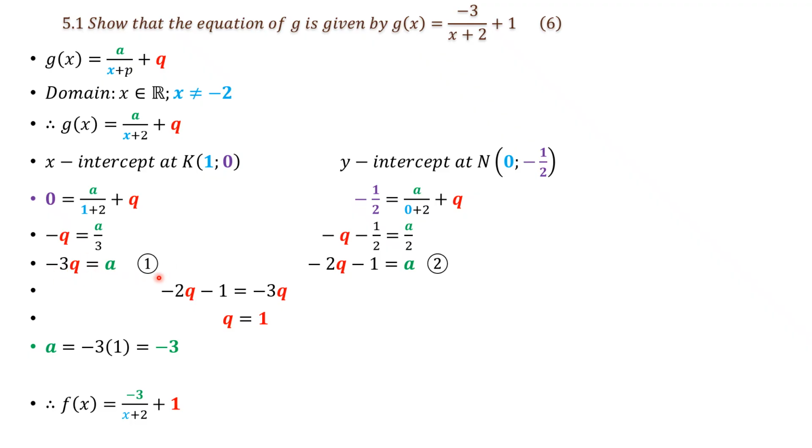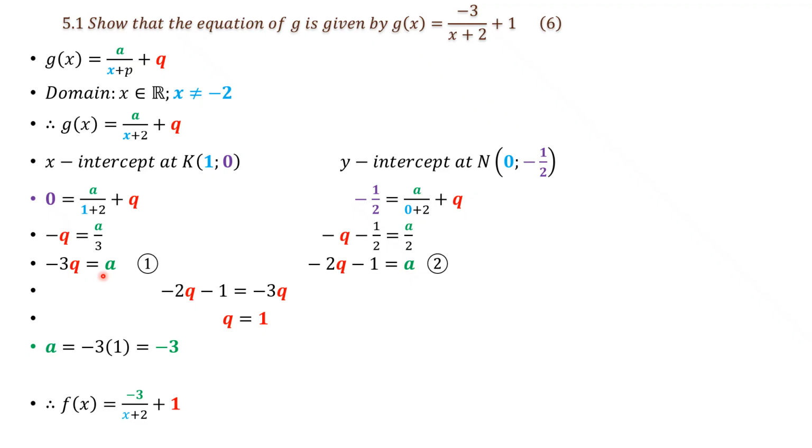So that's my equation 1. For the y-intercept, we have at (0, -1/2). Right, so again, my x is 0 there, and my y is -1/2. So if I take q over, positive q becomes -q - 1/2 = 0 + a over 2. So if I multiply 2 away, -q times 2 gives me -2q, and -1/2 times 2 becomes -1, equals a. Right? And that's my equation 2.